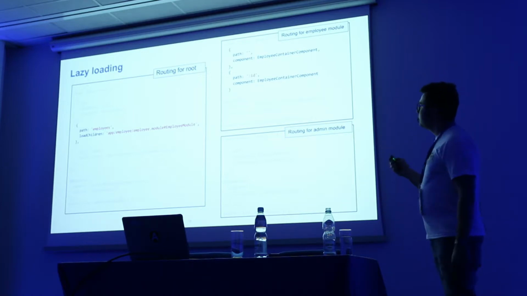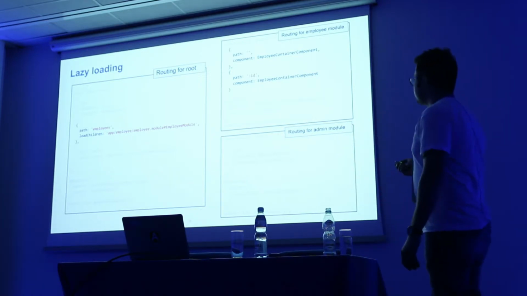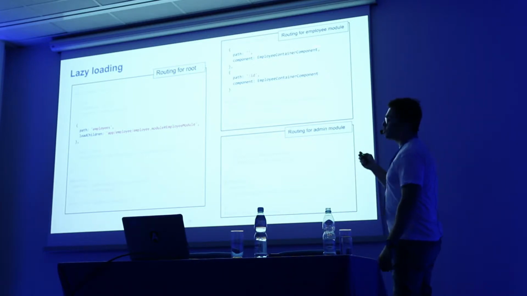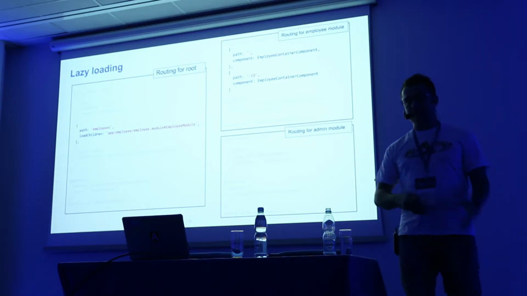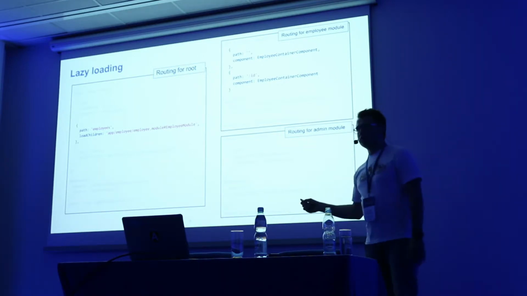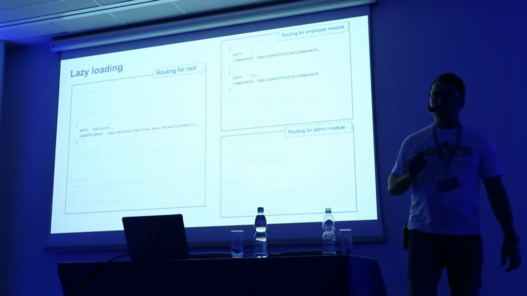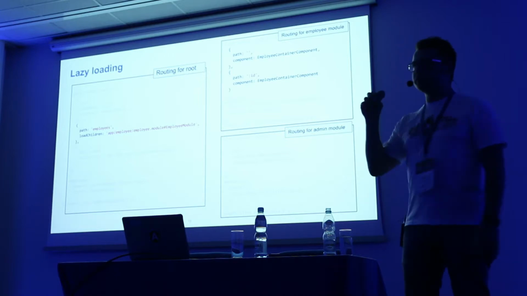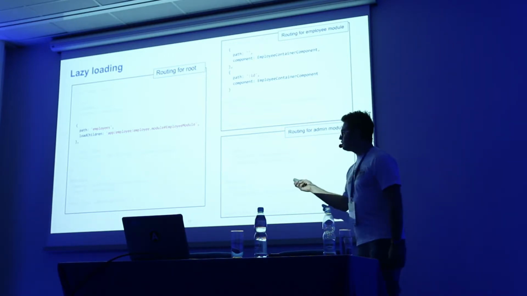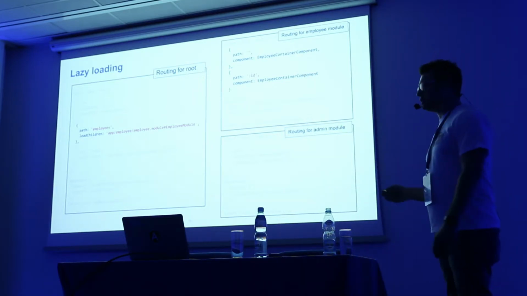So in this case, I have 3 different routing configurations for those modules. And what I do here, I remove the path from the module that I want to lazy load and put it into the main routing configuration. And I use the loadChildren parameter to point to the particular file in which my module is located. And after the hash, I also use the module name. So this is the first step.